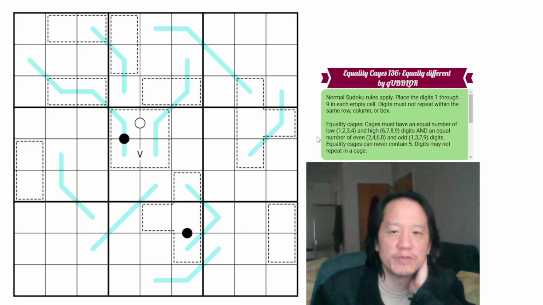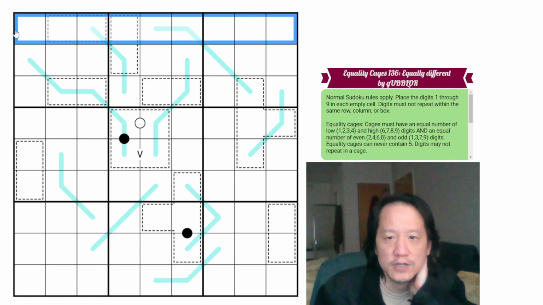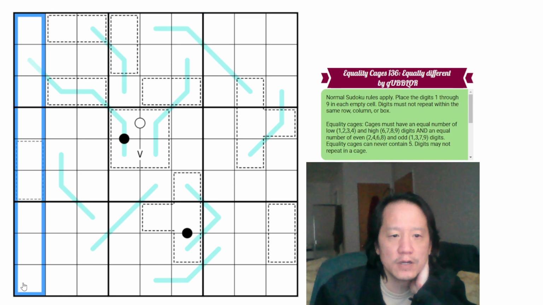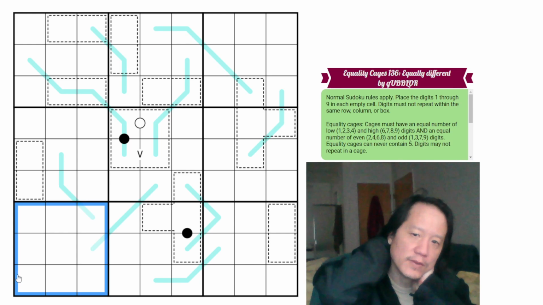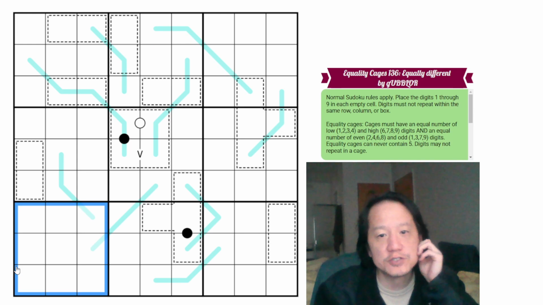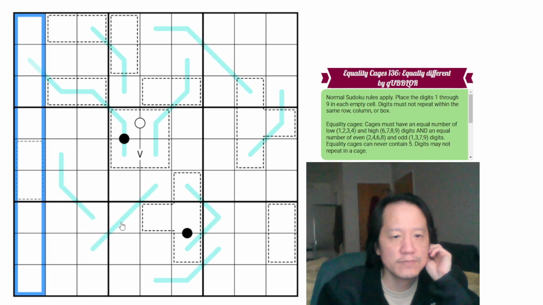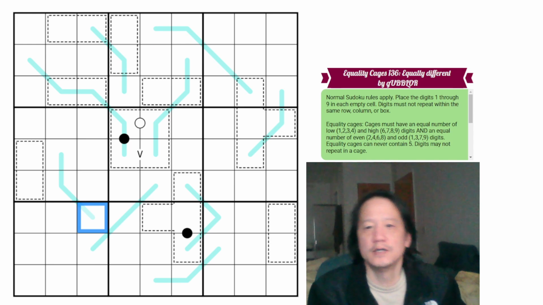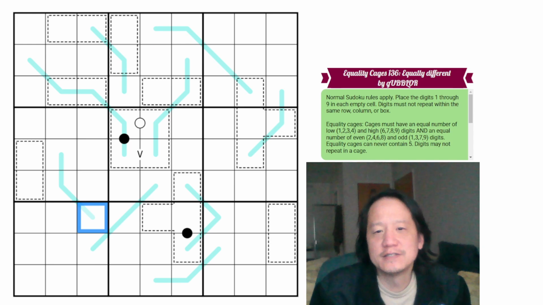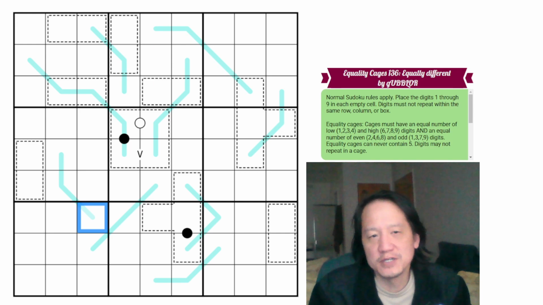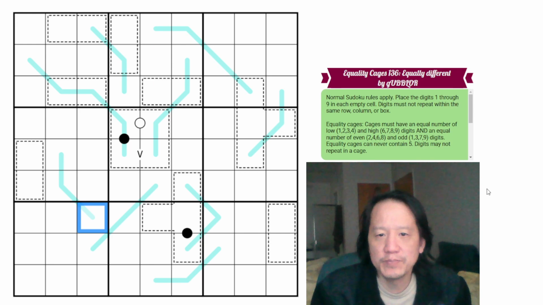Normal Sudoku rules apply. Place the digits 1 through 9 in each empty cell. Digits must not repeat within the same row, column, or box. That's an interesting way of putting it. Yeah, place the digits 1 through 9 in each empty cell, and digits must not repeat within the same row, column, or box. Yeah, I don't know. That's a different way of putting things, but it's basically the same rule set.